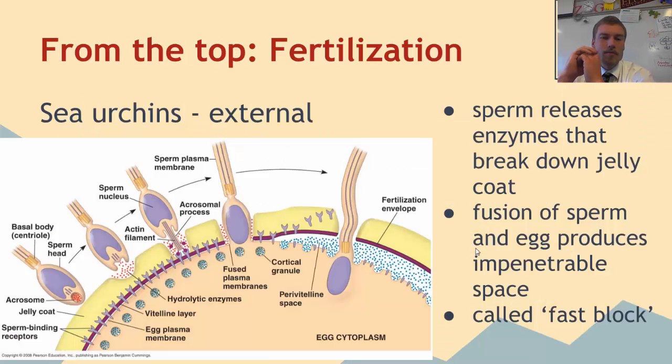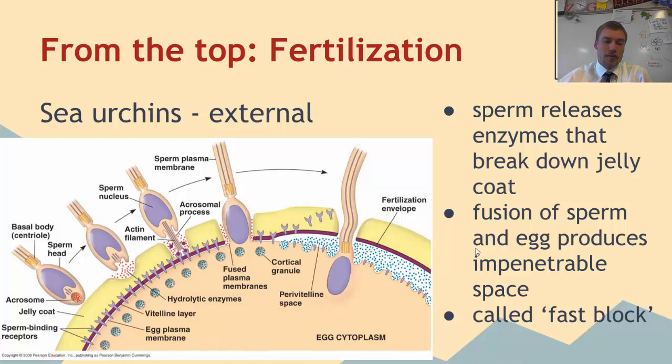So, starting off, we have the process of fertilization. In sea urchins, that is an external process. So when a sperm encounters an egg cell, it is going to release an enzyme that breaks down the jelly coat. And the reason why they have this jelly coat is to protect them, right? Because the eggs are floating around in the water. So you need to have some sort of protection while you're there.